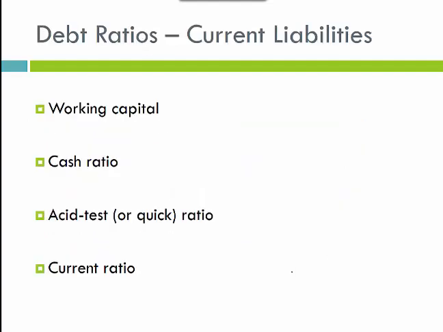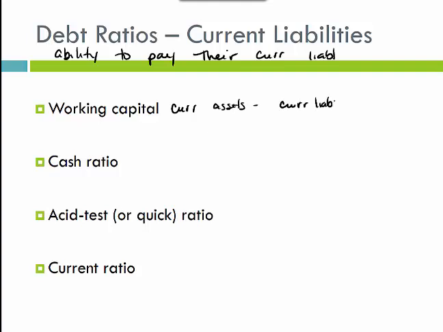So the first section we want to look at here is the debt ratios for the current liabilities. What these really measure are the company's ability to pay their current liabilities, to make the payments on the current liabilities. The first one we see is working capital, which is just current assets minus current liabilities. That's the ability to meet your short-term debt obligations with your current assets. So do you have enough cash or close to cash around to pay your current bills? That's pretty much all that one is.